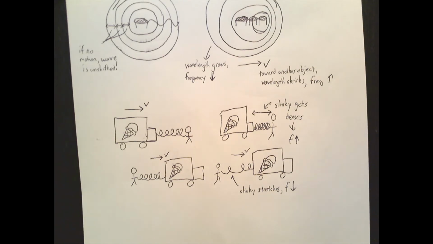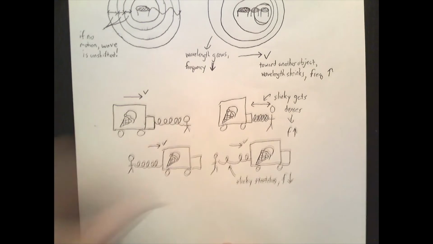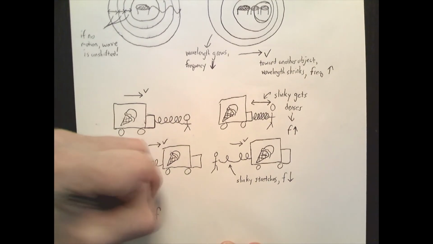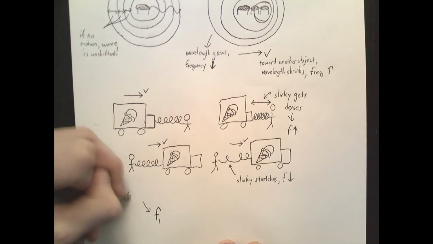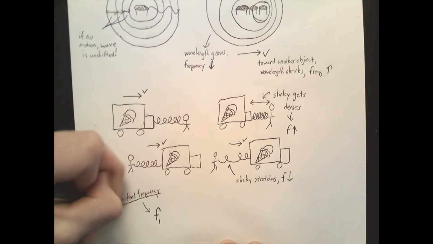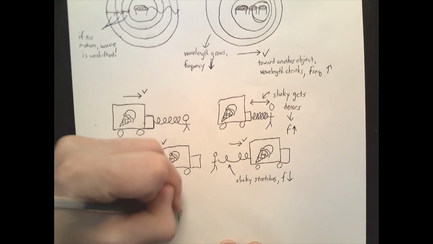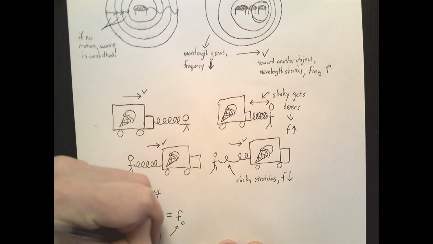We can represent this mathematically. To actually calculate how much that shift is going to be, we can use the following equation. And it's going to look scary at first, but I will demystify it for you. Do not worry. So here we have f1. This is the shifted frequency. That's going to be equal to the original frequency produced by the sound source.